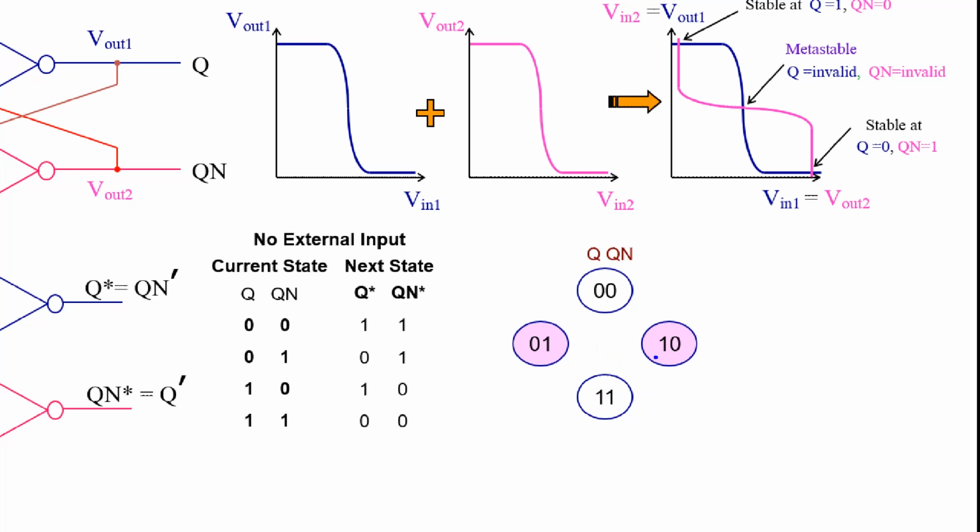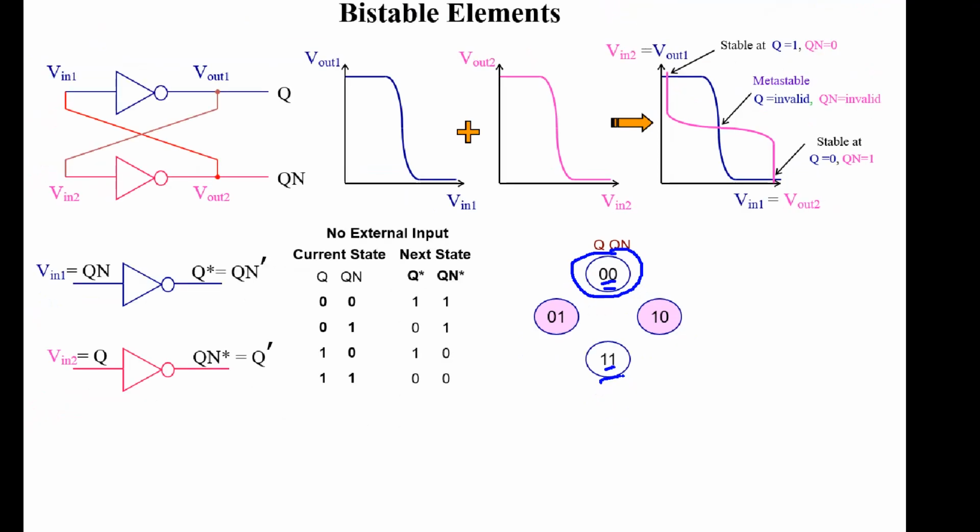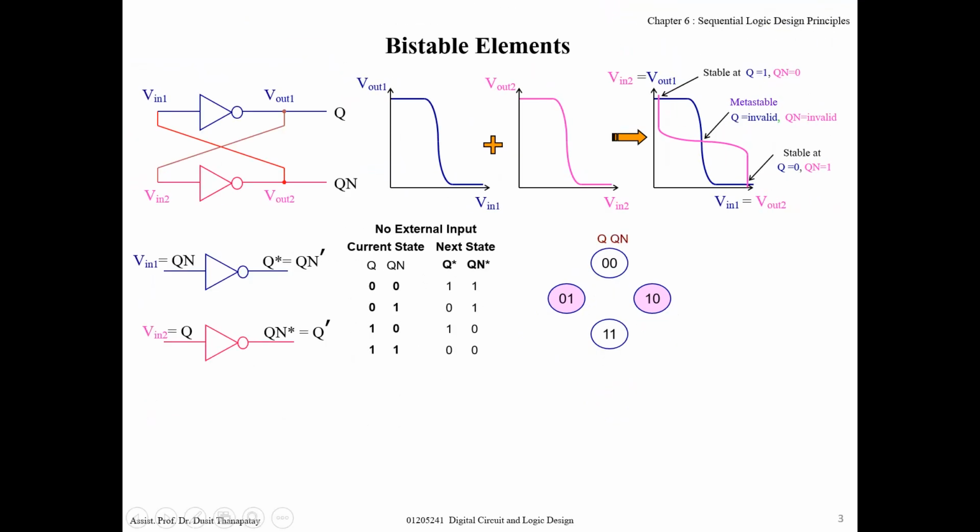So in general, if your circuit is at 0, 0 or 1, 1, the circuit will be unpredictable, because you don't know whether you go to metastable or not, and you don't know whether you go to 0, 1 or 1, 0. So it's unpredictable in this case.